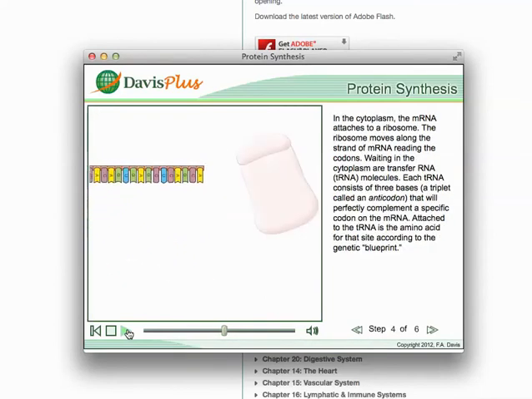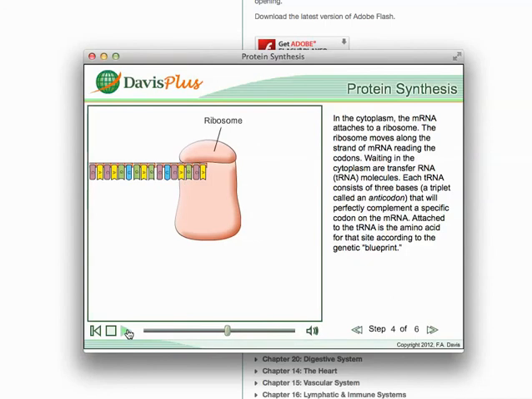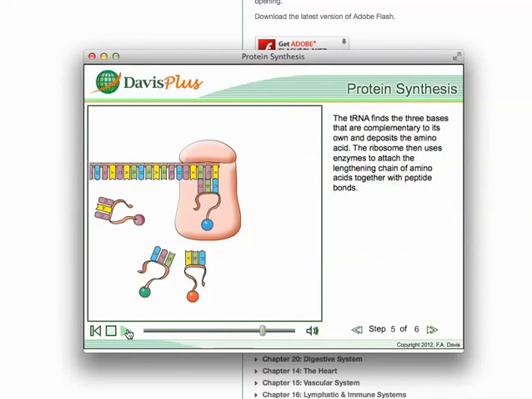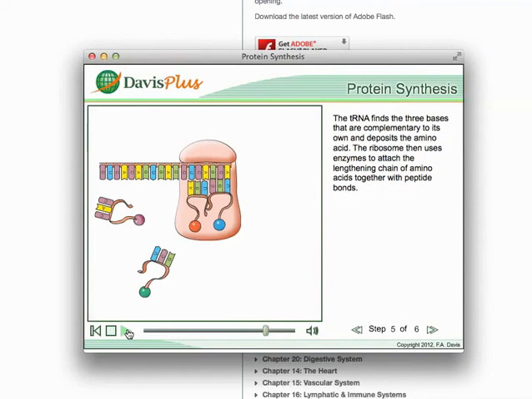In the cytoplasm, the messenger RNA attaches to a ribosome. The ribosome moves along the strand of messenger RNA reading the codons. Waiting in the cytoplasm are transfer RNA, tRNA molecules. Each transfer RNA consists of 3 bases, a triplet called an anticodon, that will perfectly complement a specific codon on the messenger RNA. Attached to the transfer RNA is the amino acid for that site, according to the genetic blueprint. The transfer RNA finds the 3 bases that are complementary to its own and deposits the amino acid.